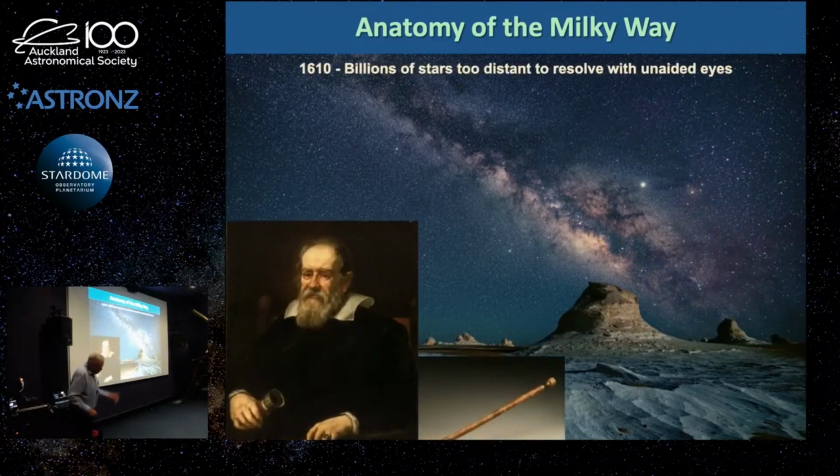Okay, so why have we called it the Milky Way? Because up till the invention of telescopes, it just looked like a big blur of spilt milk, big white blur across the sky, so they called it the Milky Way.